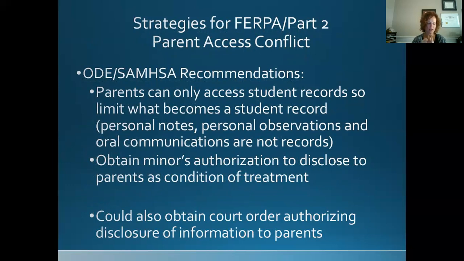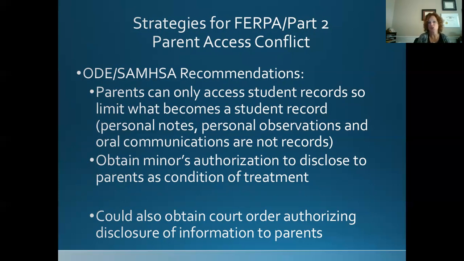The Department of Education and SAMHSA, the Substance Abuse and Mental Health Services Administration, issued a joint opinion suggesting potential solutions to this conflict between the two laws, the conflict that exists when both FERPA and 42 CFR Part 2 apply to records to be disclosed. And what they recommended is that parents can only access the student records, so limit what becomes a student record.